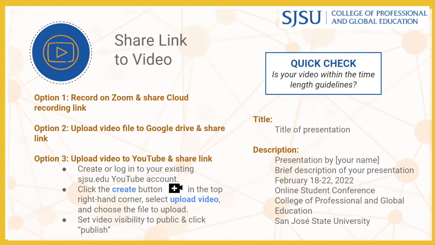Once the final version is ready, there are 3 ways you can provide us with a direct link to your video presentation. First, if you have made a cloud recording in Zoom, share the link and use these settings. Share publicly. Viewers can download file. Viewers can see chat and transcript. Turn off password protection and view on demand.